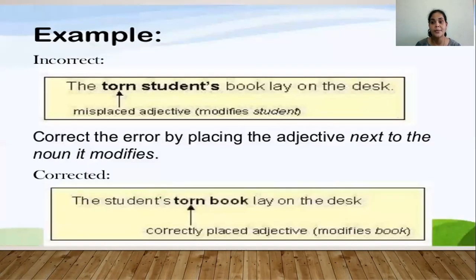The first one is misplaced adjectives. Now you can see this particular sentence: The torn student's book lay on the desk. Now, the adjective torn should qualify the noun. So in "the torn student's book," the sense is totally wrong. The student's torn book lay on the desk. So here the adjective has been misplaced. It should be placed after the word which is qualifying the noun student. The student's torn book lay on the desk.